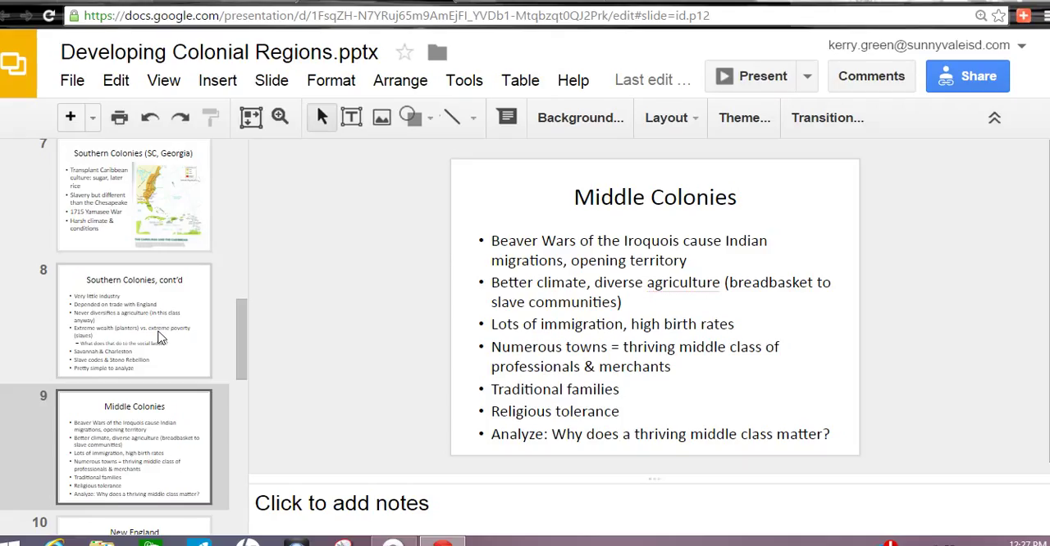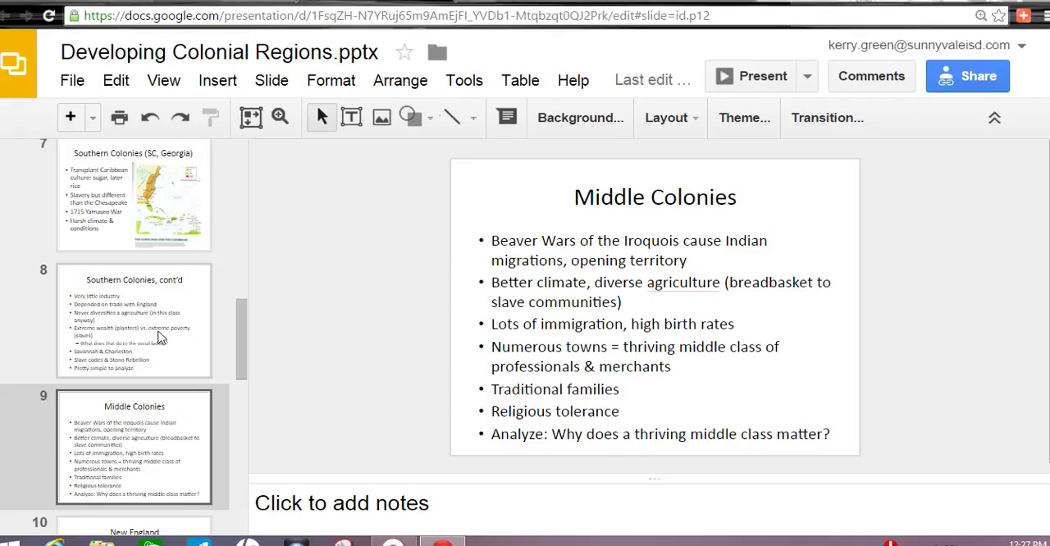You have a lot of towns. You still have a couple of big cities. Philadelphia is a big city. New York City is a big city. But you also have a ton of just little small towns because you've got so much immigration coming in. And you've got a huge middle class of professionals and merchants. So this is a highly diversified economy.